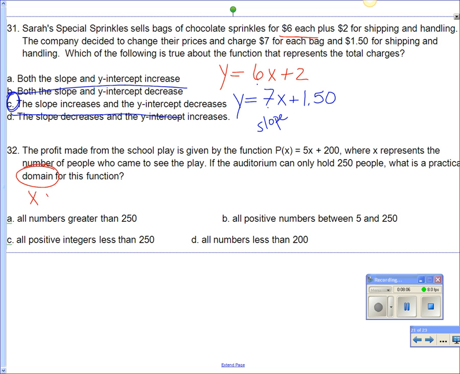So domain means x values. In this particular case, x is the number of people who came to see the play, and it can only hold 250 people. So this says greater than 250. That won't work. This says between 5 and 250. 5 doesn't matter as far as how many people came to see the play. And I want all numbers less than 250.